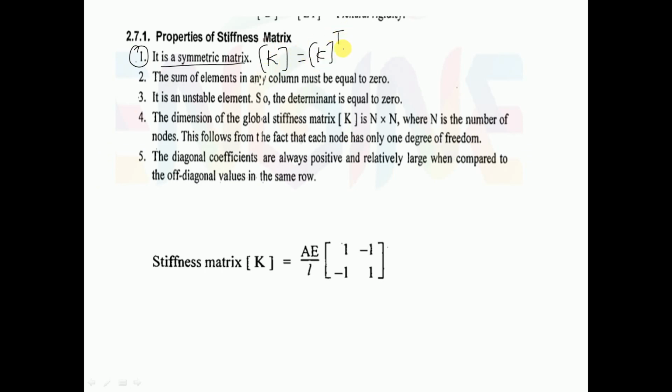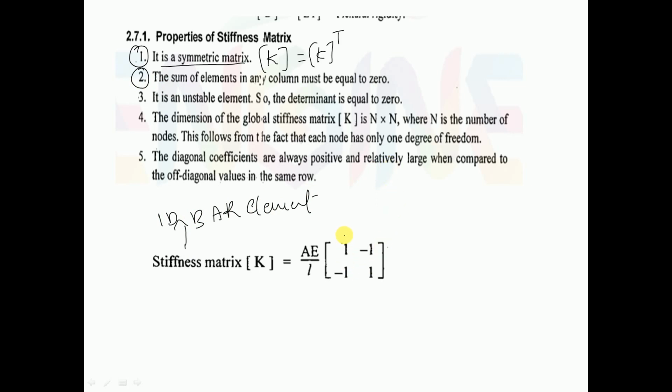If you interchange the rows and columns, then we will get the same exact matrix. Then coming to the second one: the sum of the elements in any column must be equal to 0. You can see here this is a symmetric matrix. This is a stiffness matrix for a one dimensional bar element.